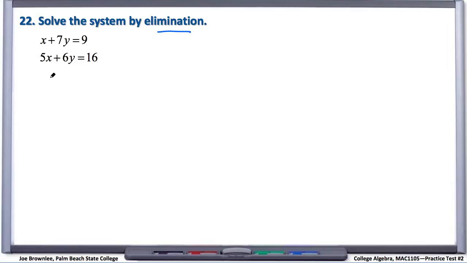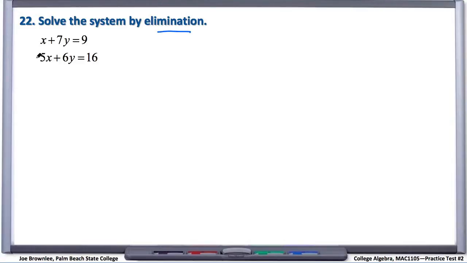It doesn't matter which variable you decide to eliminate first, we will still get the same solution at the end regardless of which variable we start with. Generally speaking, you want to choose the variable that's easiest to eliminate. And in this case, looking at this system, it will be easier to eliminate the x variable versus the y variable. So remember, in order to eliminate a variable, and in this case we're going to eliminate x, we want the coefficient of the x terms in both of these equations to be additive inverses.